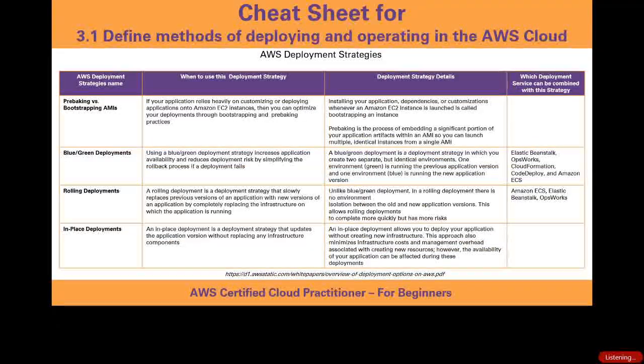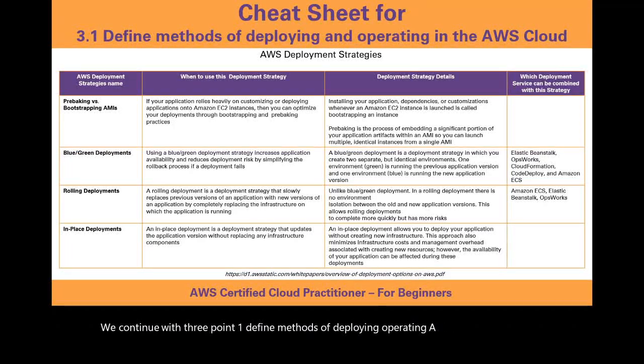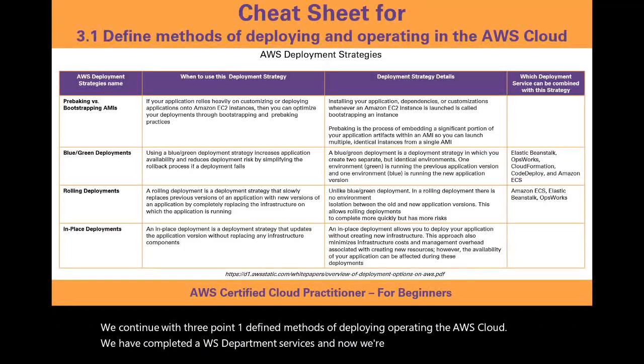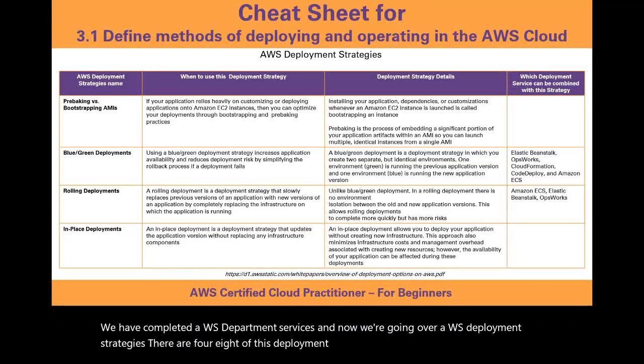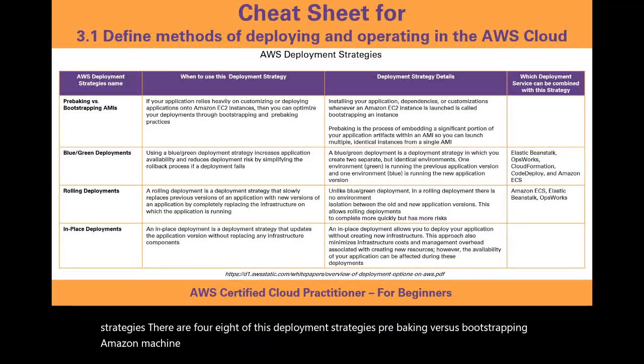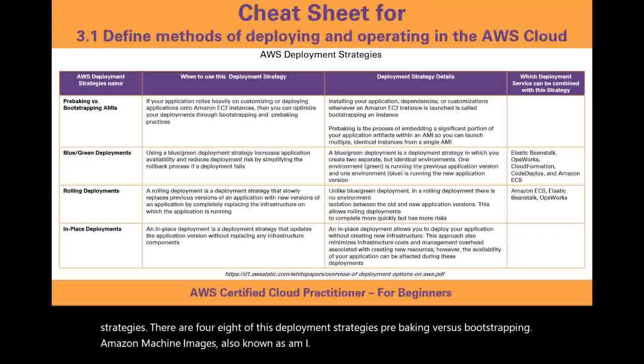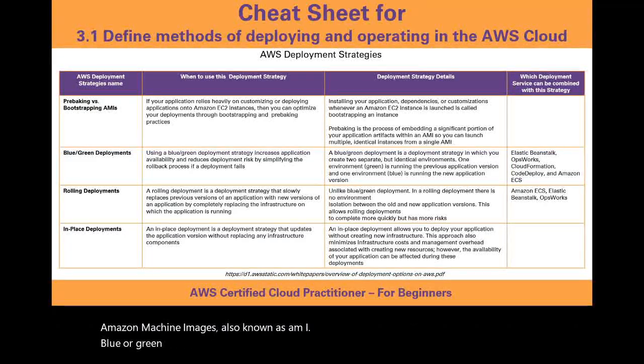We continue with 3.1, define methods of deploying and operating in the AWS Cloud. We have completed AWS deployment services, and now we are going over AWS deployment strategies. There are four AWS deployment strategies: pre-baking versus bootstrapping Amazon Machine Images, also known as AMIs, blue or green deployments, rolling deployments, and in-place deployments. First, we go over pre-baking versus bootstrapping.